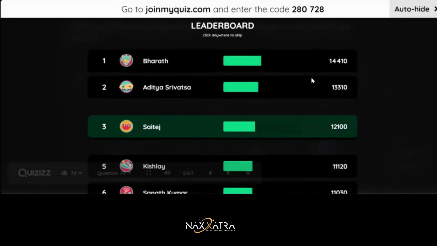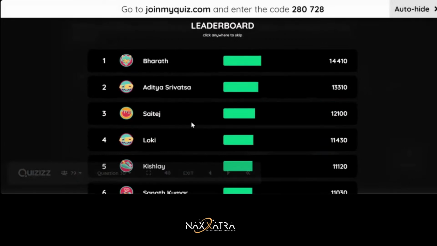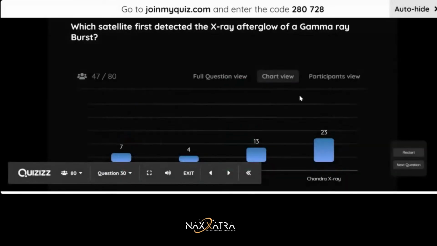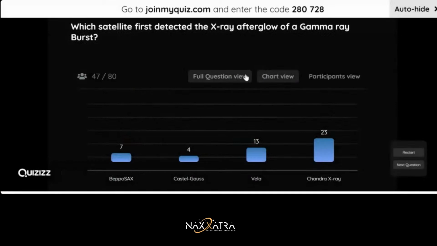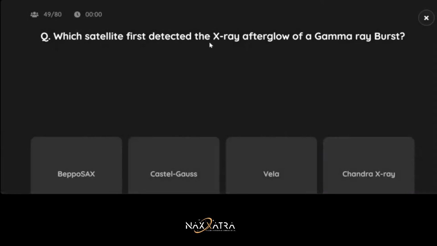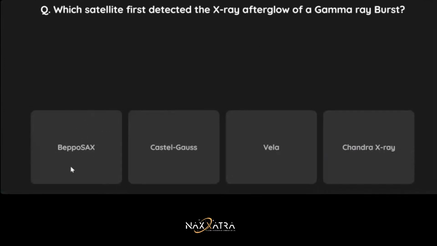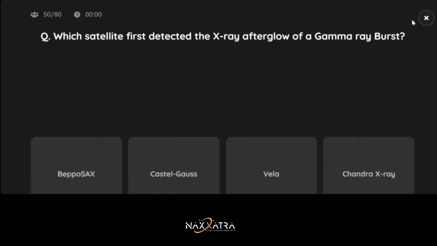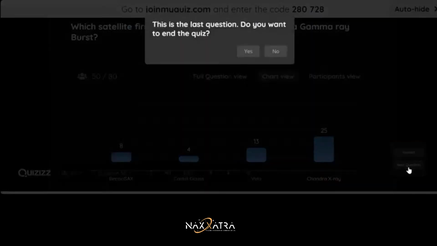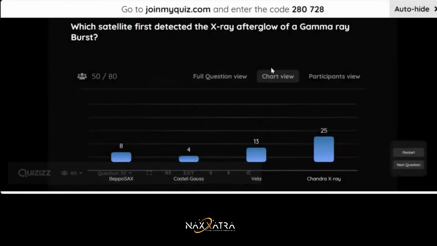So we have the leaderboard. Bharat, Aditya, Saitej, Loki, and Kishle. Are all the questions over? Yes, all questions are over, and let me explain this last question. BeppoSAX is the correct answer because it detected the X-ray afterglow of a gamma ray burst in 1997 itself. Still waiting for people to answer. Okay, then never mind. So the correct answer is BeppoSAX.